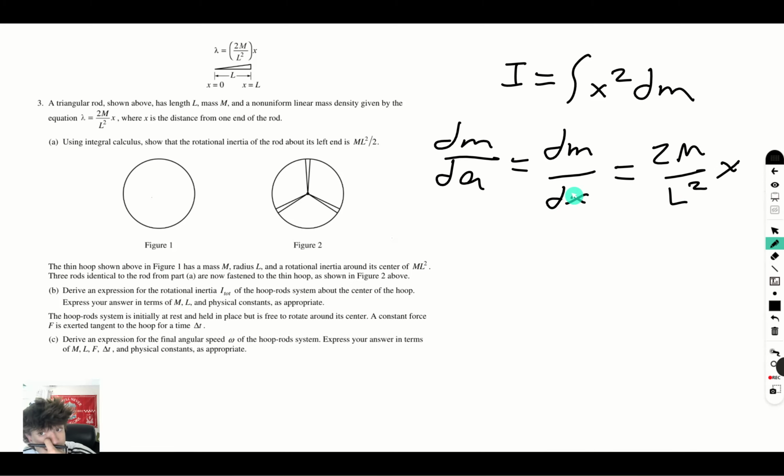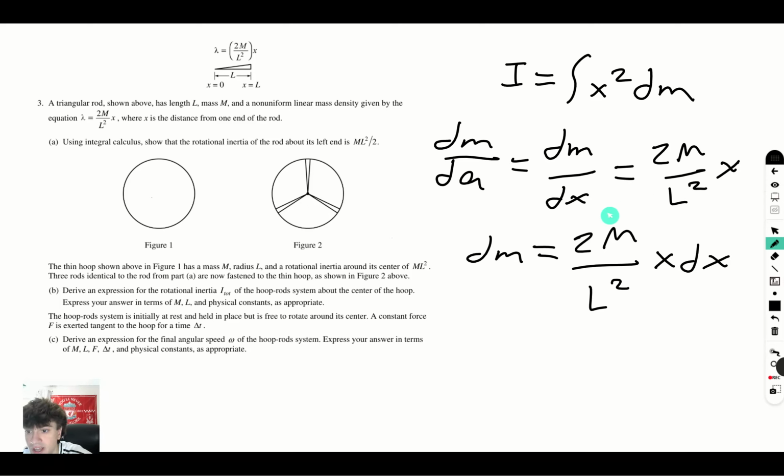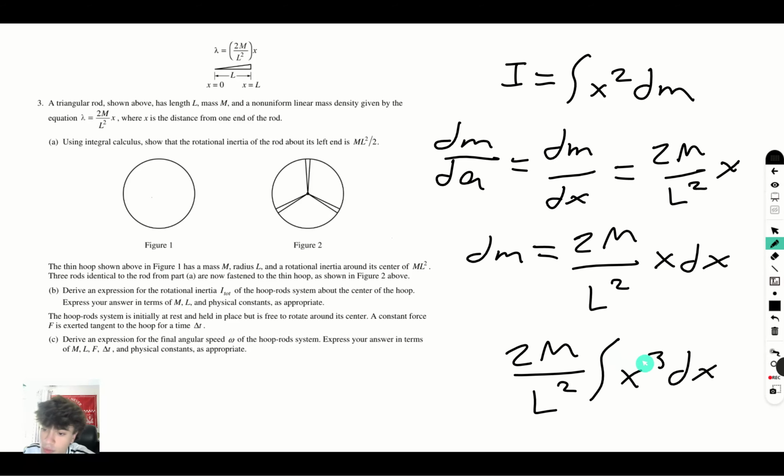So from here, in order to go from dm to dx, we're going to separate the variables. So we'll get that dm is equal to 2M over L squared x dx. And now we can plug this in for dm. These are all constants, so they can be left outside the integral: 2M over L squared, integral of x cubed dx. This will give you 1/4 x to the fourth, and we're evaluating from 0 to L, so it'll give you 1/4 L to the fourth.